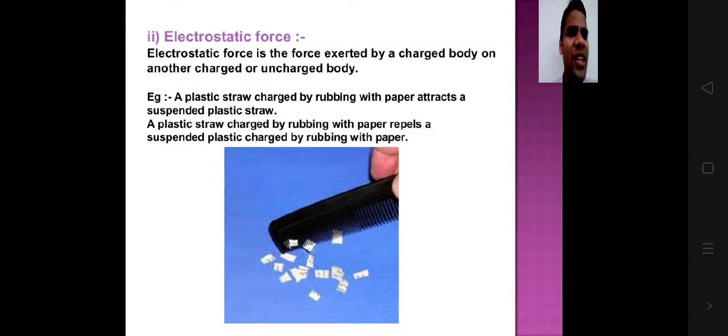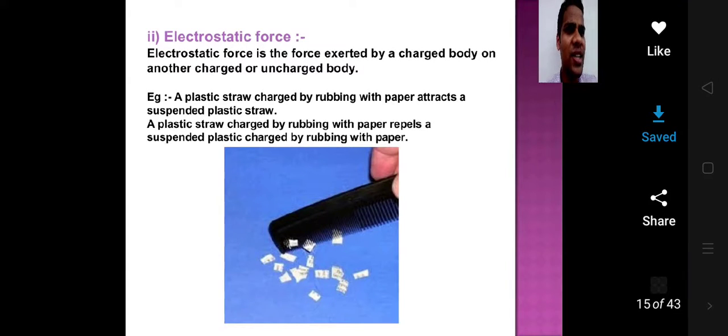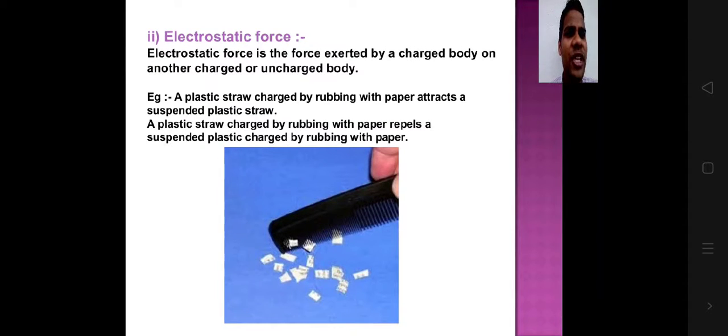Anything related to charge is basically electricity or electrostatic force. We'll study it in detail later on. So electrostatic force is exerted by a charged body on another charged or uncharged body. Electrostatic force behaves in the same way as magnetism. Like poles repel, unlike poles attract. The same principle applies here also. Like charges repel and unlike charges attract. So this is how electrostatic force works out.